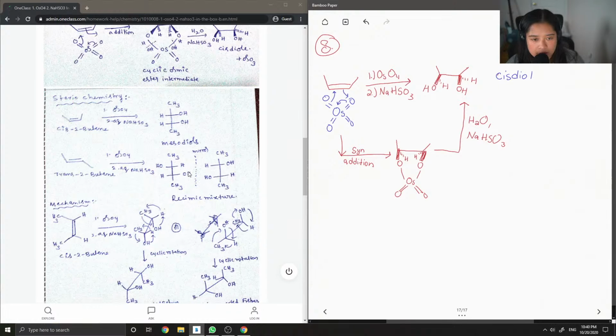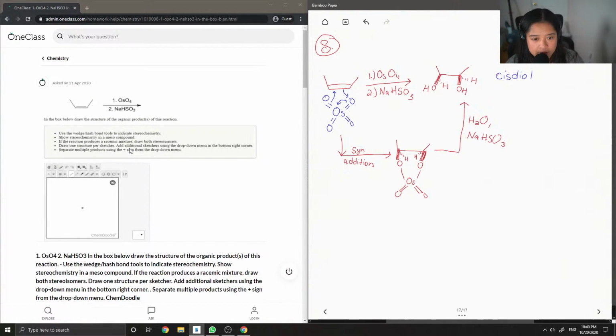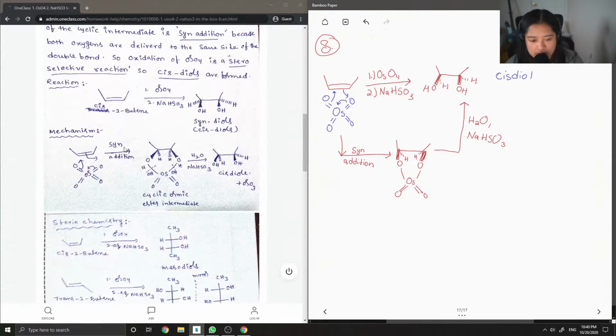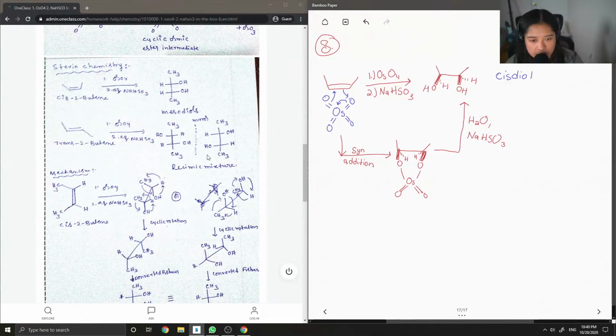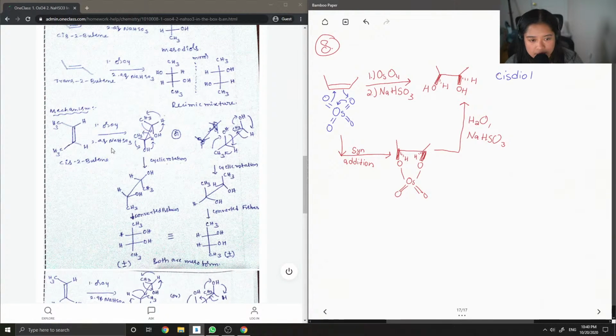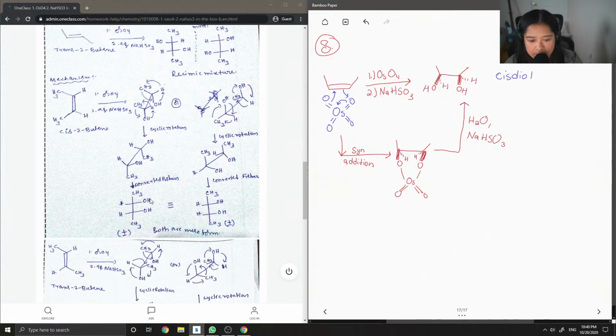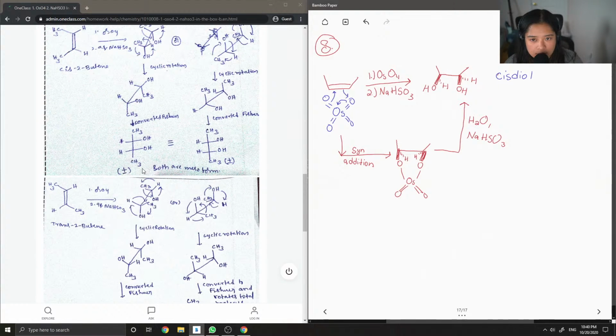Oh, nice. So this tutor went... Oh, is there more to the question? Okay, so yeah, they're going to draw all the different stereoisomers that were involved if you have a racemic mixture. So basically they have the mechanism again, but this time they draw it in a way so that we can see the stereochemistry like this. Both are meso forms.